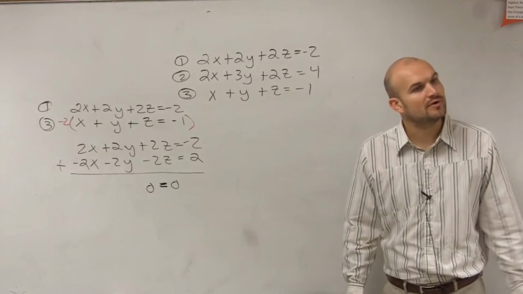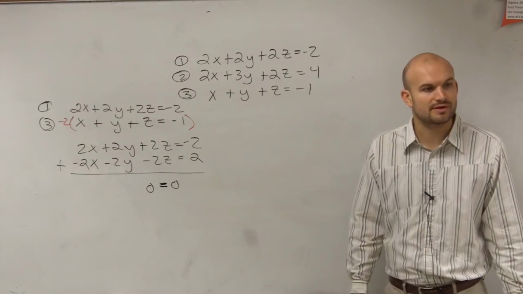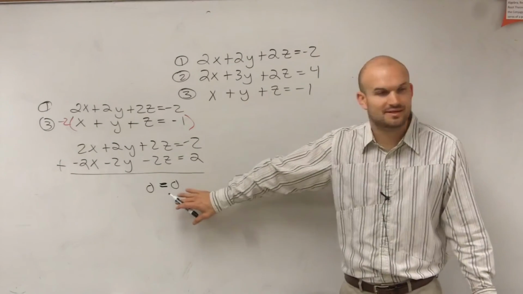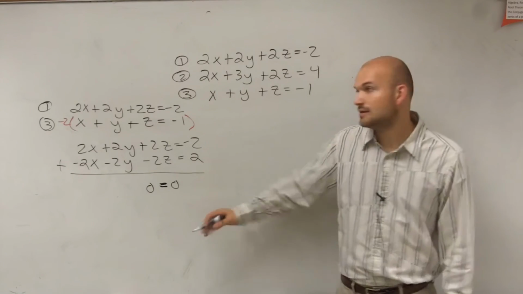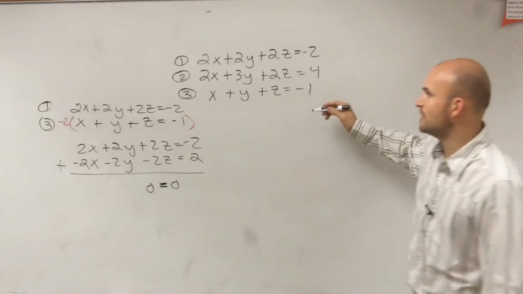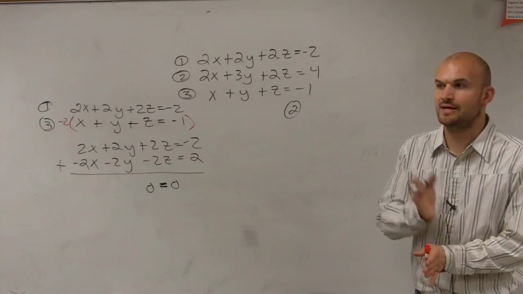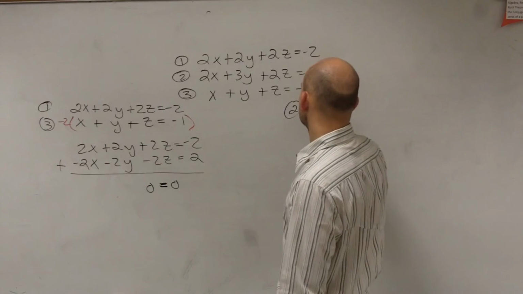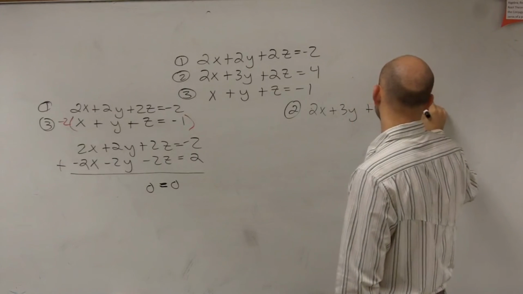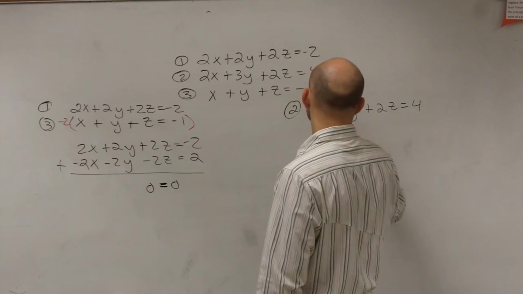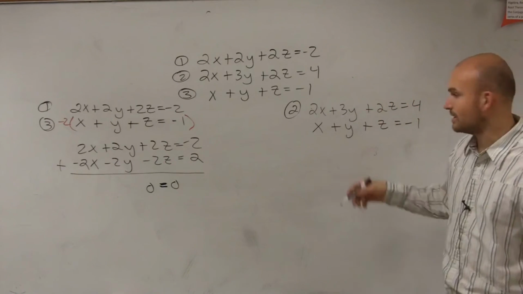Now, ladies and gentlemen, remember what we're talking about when we're looking at our systems of three equations. When we have something like this, what does that tell us about our solution? That we're going to have infinitely many solutions, right? So let's take a look at equation number 2 and number 3, just to make sure that we're not dealing with two lines that are exactly the same intersecting another line. So we do 2x plus 3y plus 2z equals 4, and x plus y plus z equals -1. And let's say we want to eliminate y.